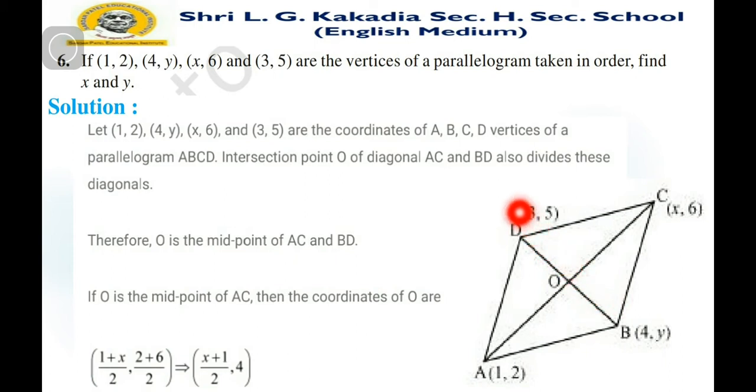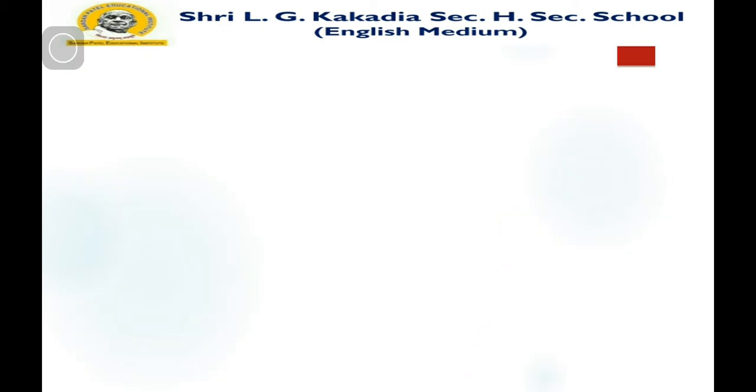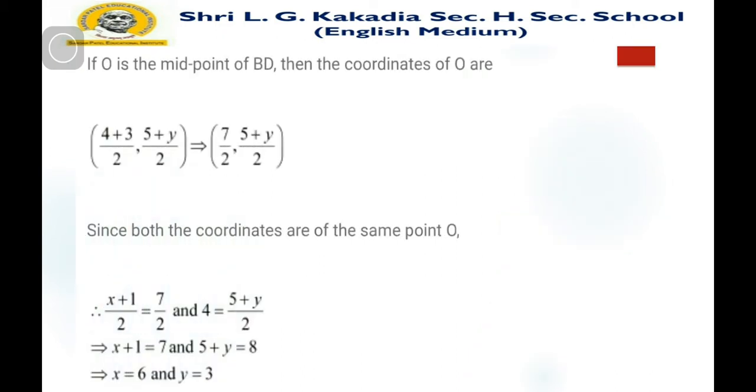Now we want to find the coordinates of O when it is the midpoint of BD. If O is the midpoint of BD, then the coordinates of O are ((4 + 3)/2, (5 + y)/2), which is equal to (7/2, (5 + y)/2). Since both are coordinates of the same point O, we can compare the x coordinate with the x coordinate and the y coordinate with the y coordinate. That is, (x + 1)/2 = 7/2 and 4 = (5 + y)/2. Hence we can find the x and y coordinates: x is equal to 6 and y is equal to 3.